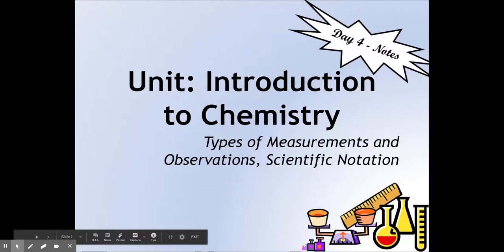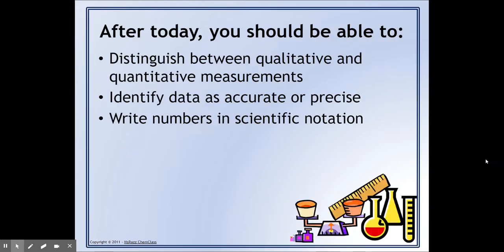Today we're going to talk about types of measurements and observations, and then scientific notation as well. After today, you should be able to distinguish between qualitative and quantitative measurements. Those should already sound familiar. Identify data as accurate or precise, and write numbers in scientific notation.